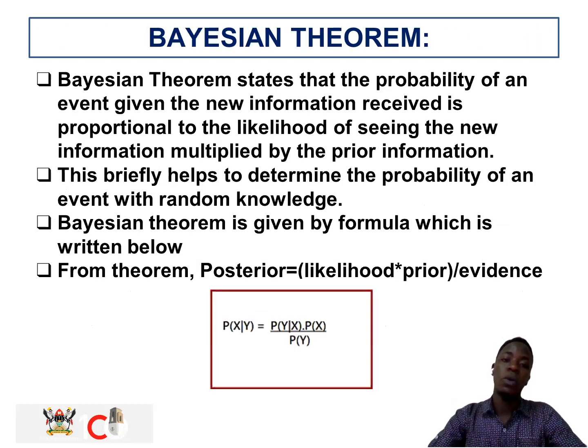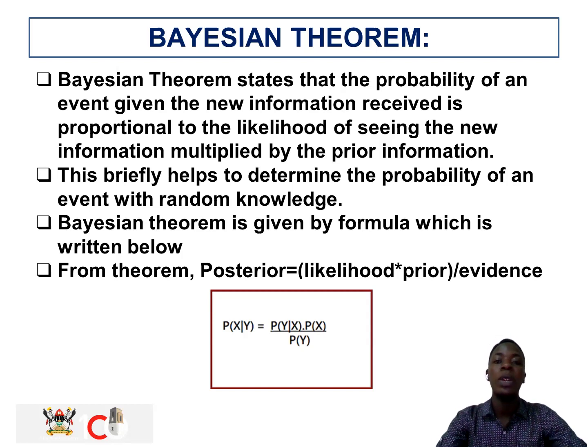So we also have what we call Bayesian theorem in machine learning. The Bayesian theorem states that the probability of an event given the new information received is proportional to the likelihood of seeing the new information multiplied by the prior information. This briefly helps us to determine the probability of an event with random knowledge.